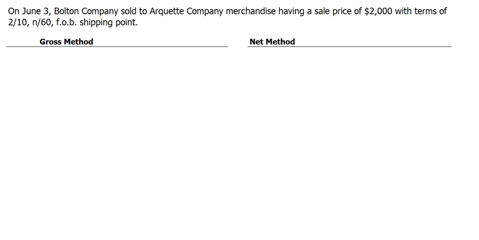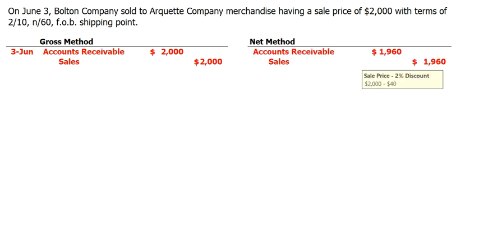The terms 2/10, net 60 means that Arquette is entitled to a 2% discount if it pays the invoice within 10 days. Otherwise, the full amount is due in 60 days. Let's look at the entries under both the gross and the net method. Under the gross method, the Bolton Company will record an entire $2,000 as accounts receivable and the full $2,000 as sales. Under the net method, however, the Bolton Company will record a receivable in the amount of $1,960. That's the $2,000 sales price, less the 2% discount for prompt payment.